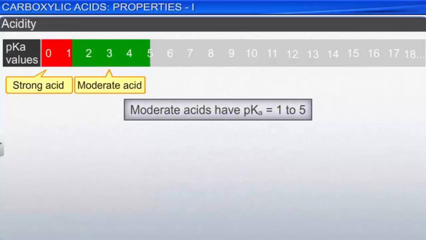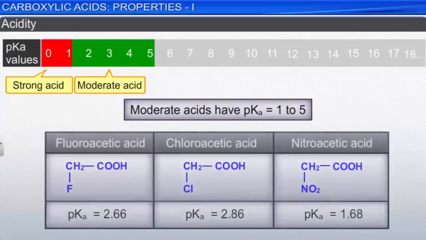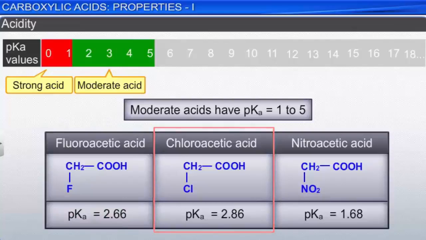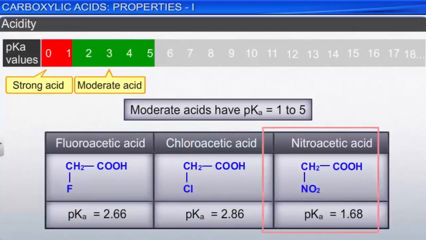Acids with pKa values between 1 and 5 are considered moderately strong. For example, fluoroacetic acid with a pKa value of 2.66, chloroacetic acid with a pKa value of 2.86, and nitroacetic acid with a pKa value of 1.68 are moderately acidic acids.